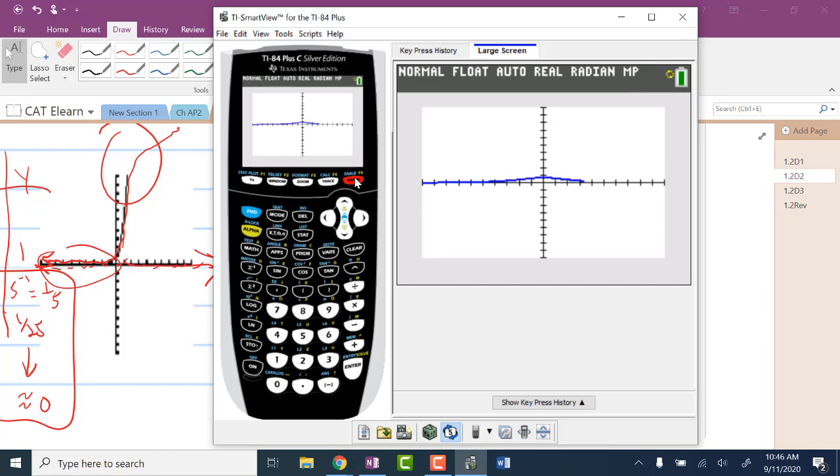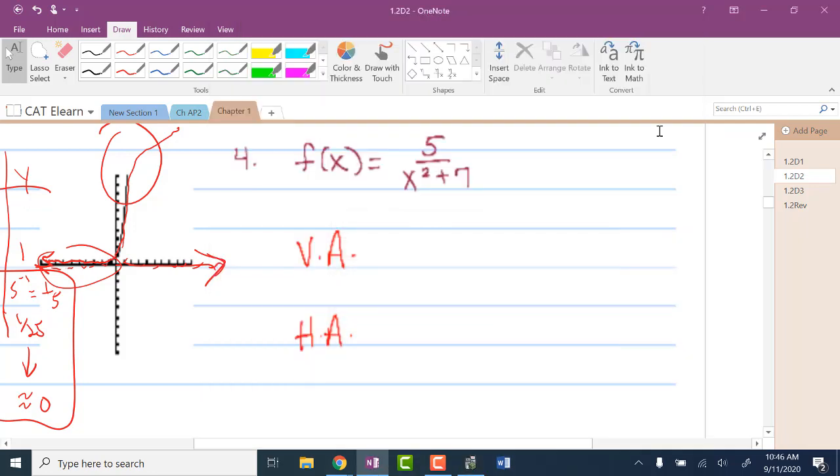Whoa, this is weird. But watch the y equals 0 thing. Whoa. So is that a horizontal asymptote? Yes, it is. It's because the numerator's degree is 0 and x to the 0 equals 1. So that's why the degree of the numerator is 0, and the degree of the denominator is 2.